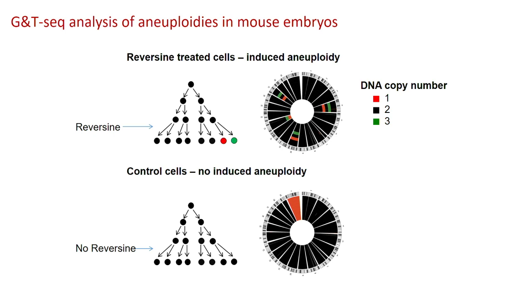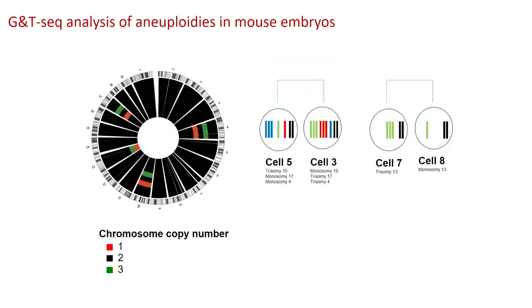In our control embryo, where we have no reversing treatment, we see everything's black the whole way around, apart from the X chromosome, because this is a female mouse and this is a male mouse. So we ended up at least being able to identify two sister cell sets in this pool of 8 cells.